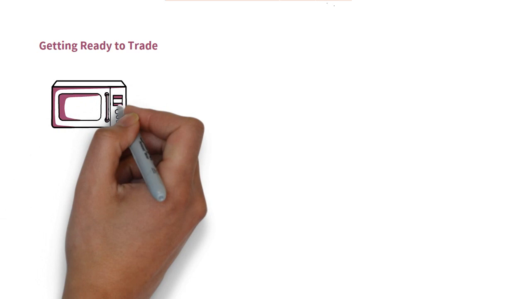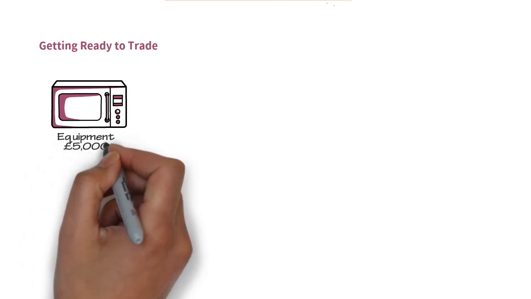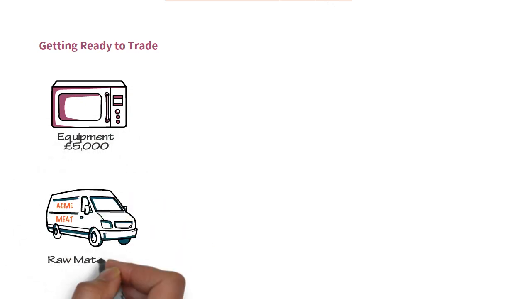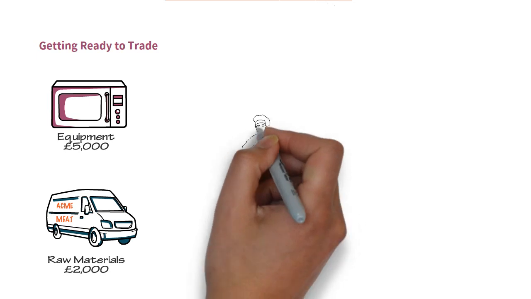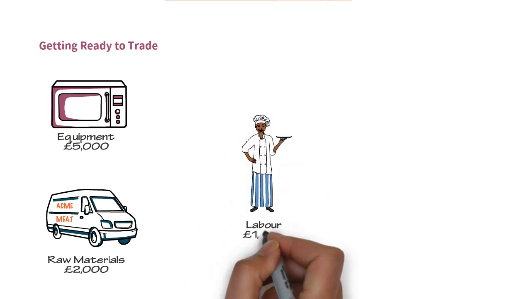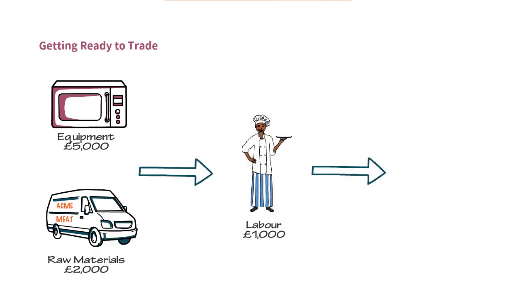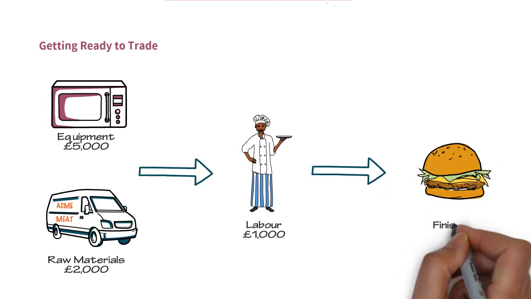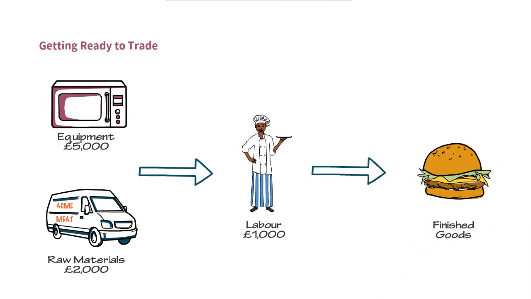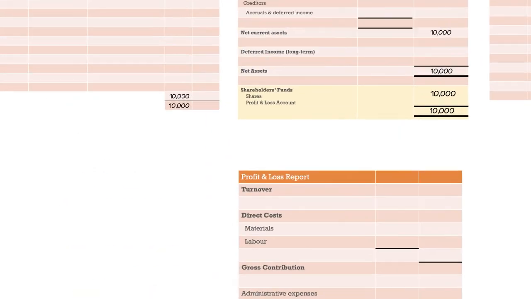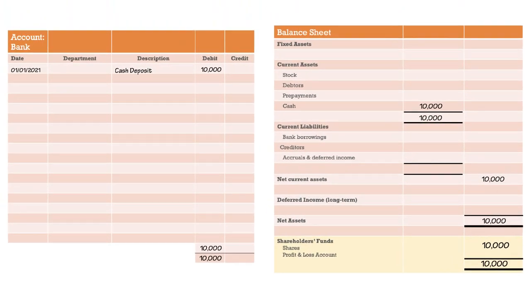Let's use that money to buy some equipment for £5,000, some raw materials for £2,000, and let's bring in some contract labour for £1,000 to convert the raw materials using our equipment into finished goods. So what's that going to look like in our accounts? Let's assume that all our purchases are cash. Therefore, let's see if we can find our bank account so we can record those purchases in our accounting system.